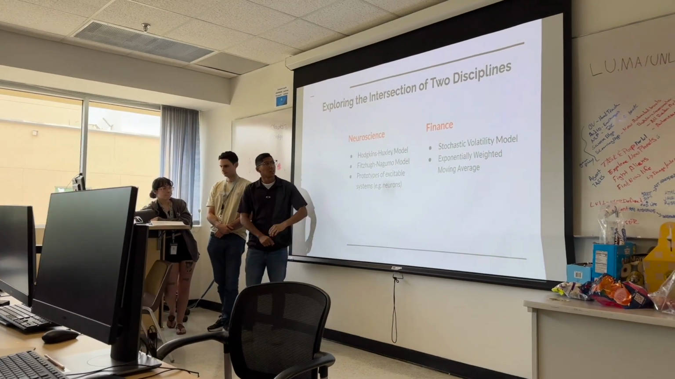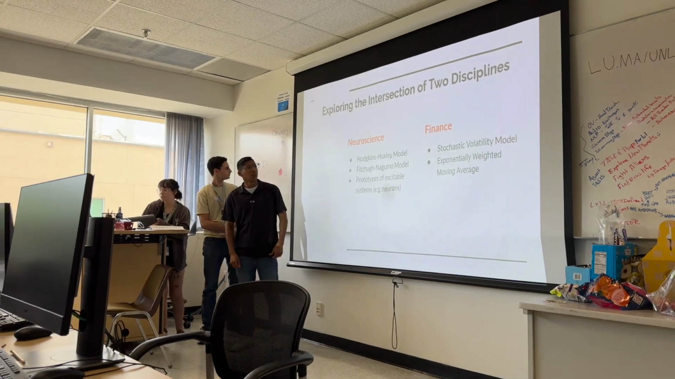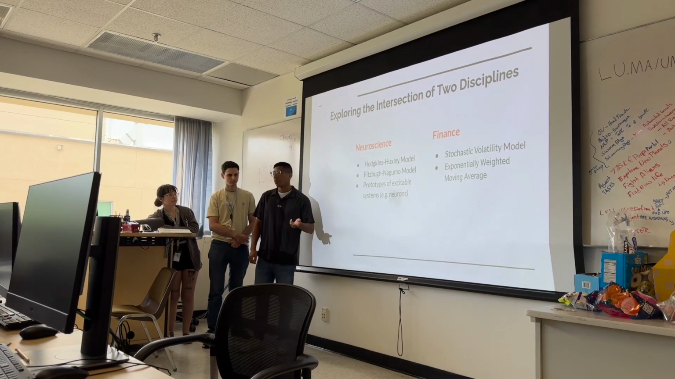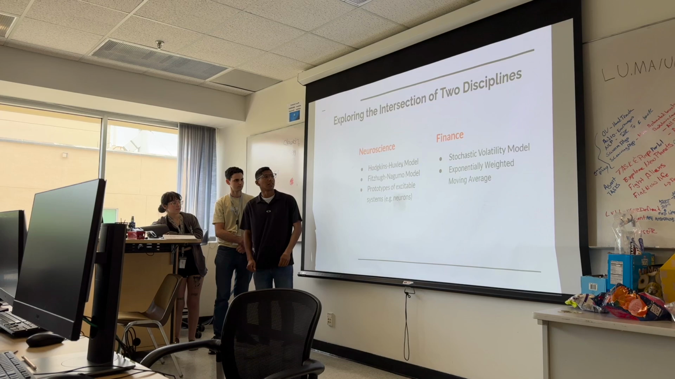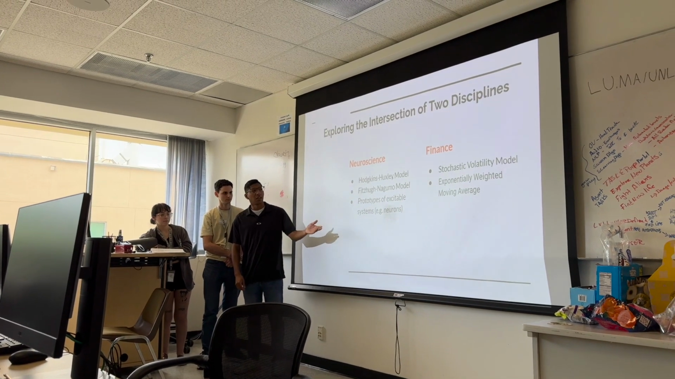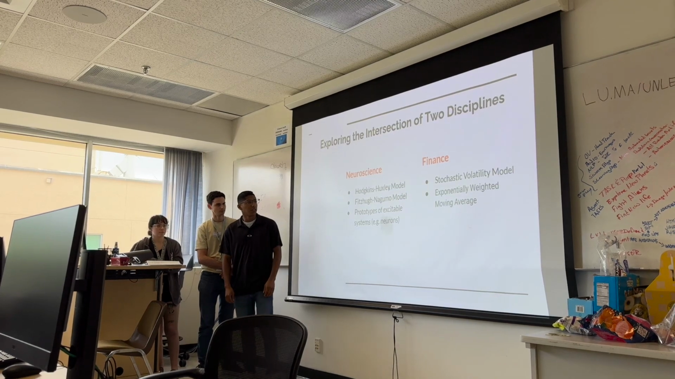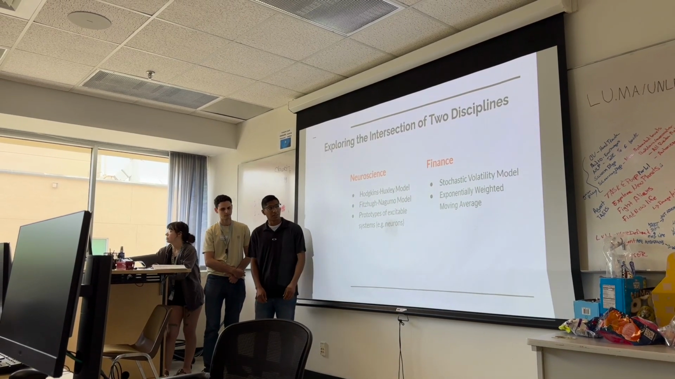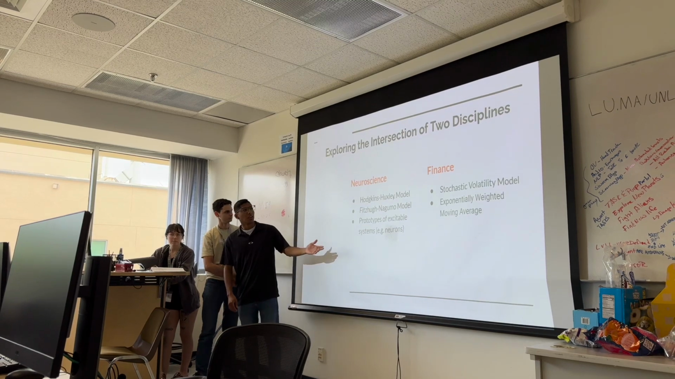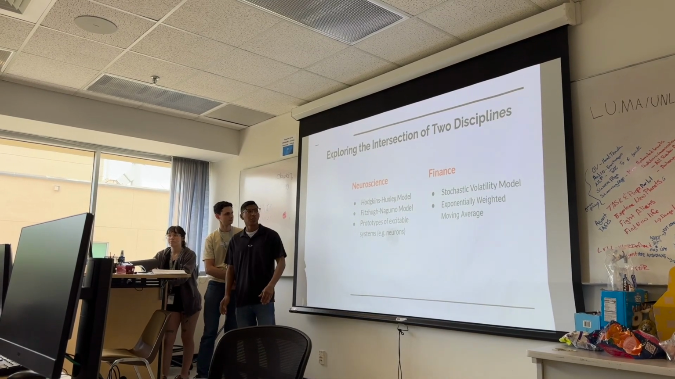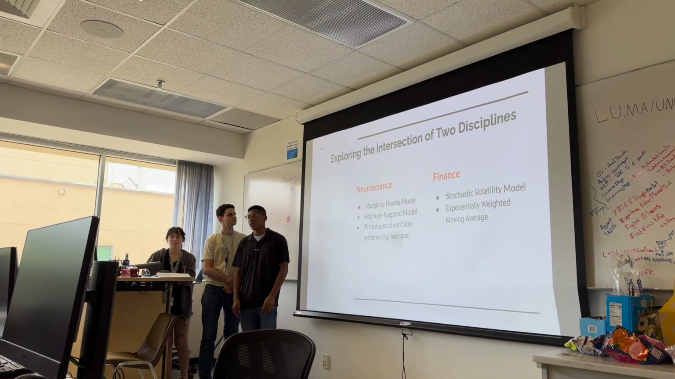And then, so stochastic volatility model is a way to use random normal probability distribution to kind of look at the prices of stocks to understand the volatility of that stock. And the exponential weighted moving average is similar to that. And basically what you're doing is you're looking at the moving averages of the stock over time in time series data to understand the volatility of that stock.